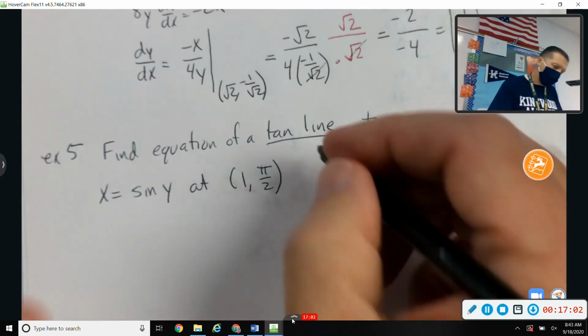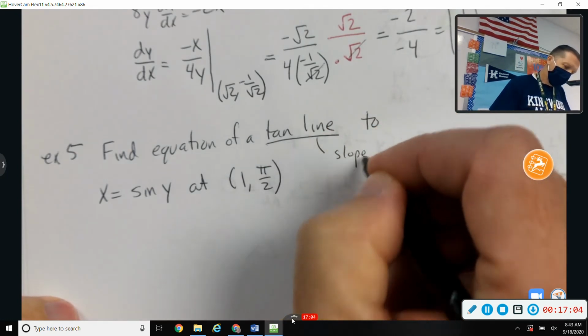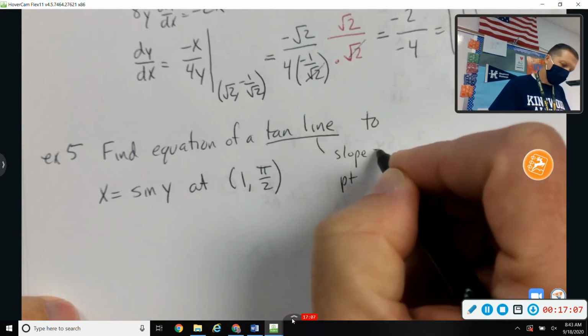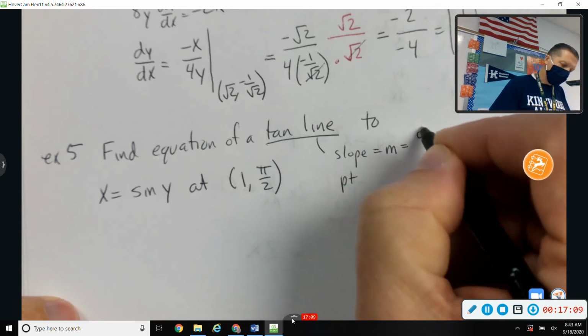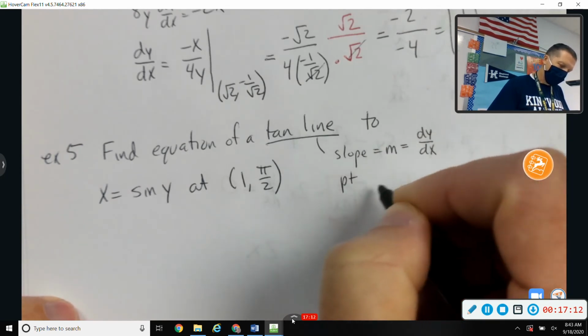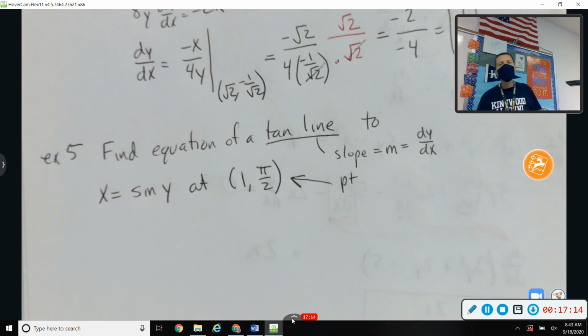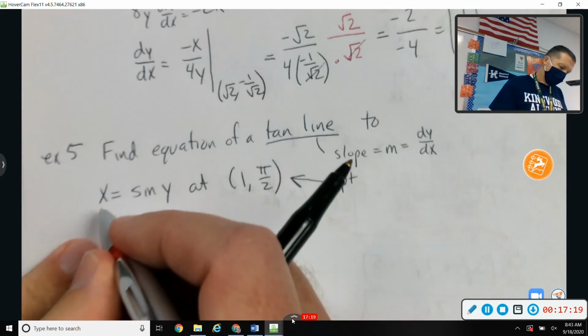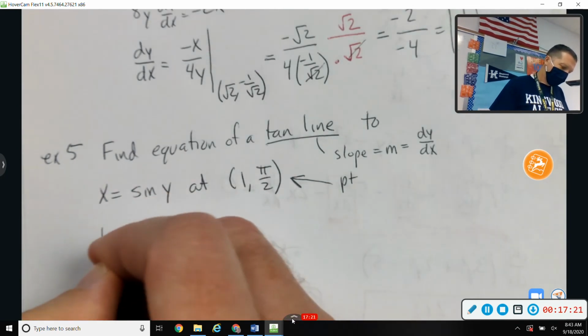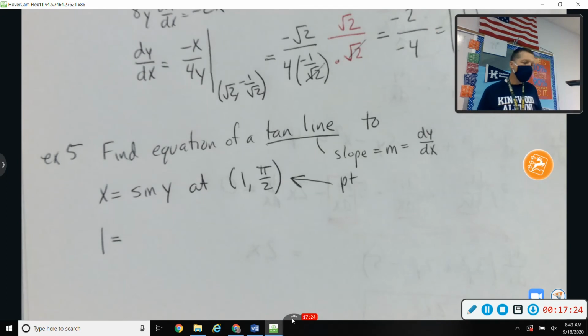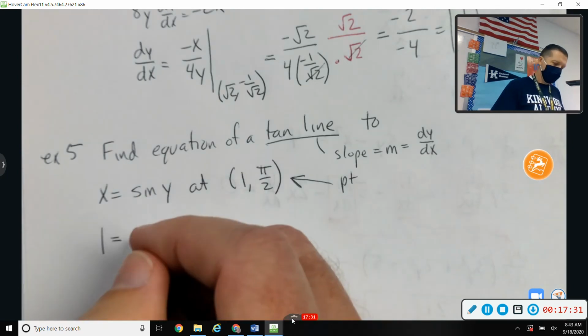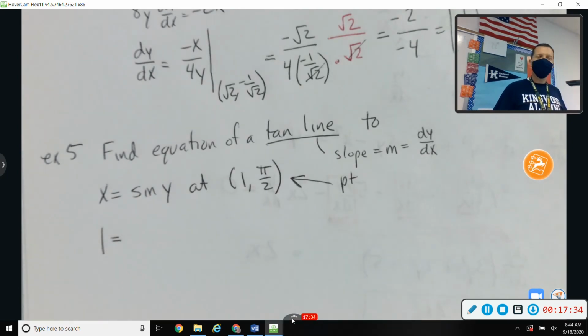Tangent line means that I need a slope and a point. Slope meaning m, but m meaning dy dx. And a point, they gave us the point. So our job, as usual, is to find the derivative. So derivative of x is 1. What's the derivative of sine of y? Is it positive or negative? Derivative of sine is positive cosine.